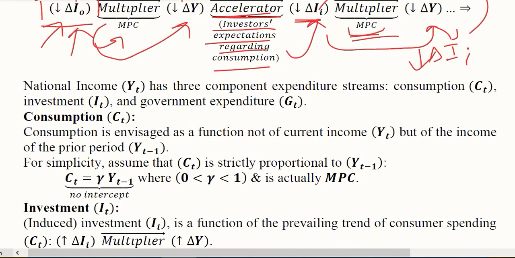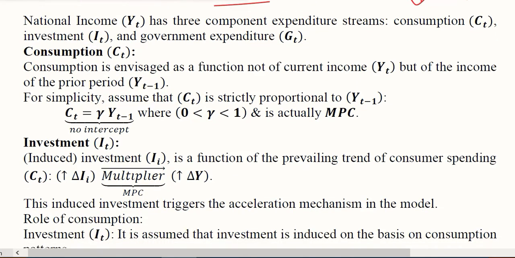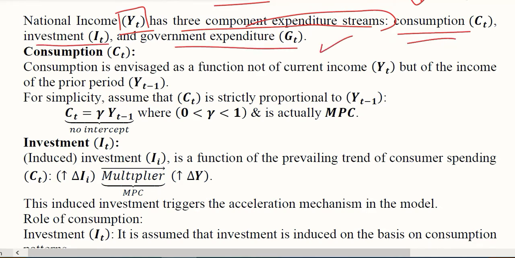Now we have the three variables that compose the expenditure equation of national income. The level of national income at a certain point over time, that is Y_t, has three components. These three expenditure streams are there: consumption, investment, and government expenditure. All of them are dynamic because we have time in their subscript.